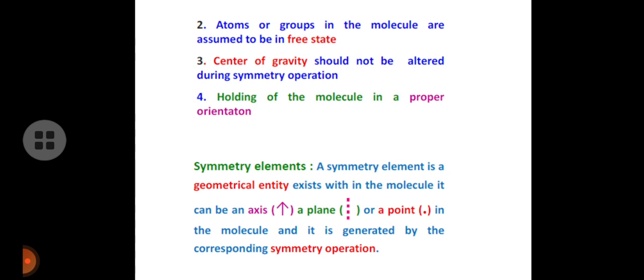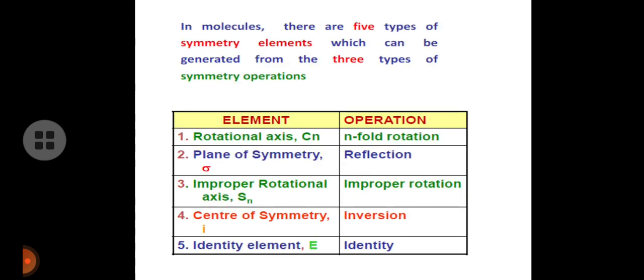So, symmetry elements. A symmetry element is a geometrical entity that exists within the molecule. It can be an axis, a plane or a point in the molecule, and it is generated by the corresponding symmetry operation. In molecules, there are five types of symmetry elements which can be generated from the three types of symmetry operations.